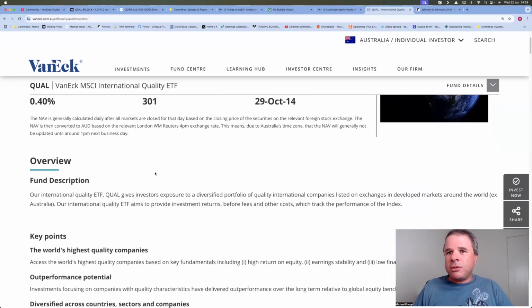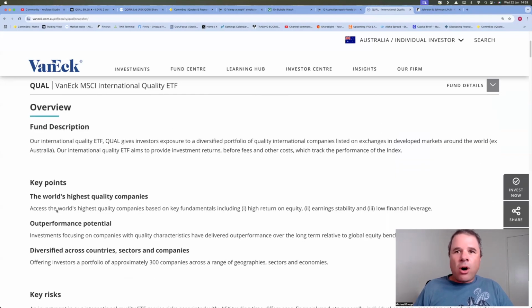That's the fund description. And they define high quality in the key points here. So high return on equity, earning stability, and low financial leverage. So high return on equity, yes, I sort of do agree with that one. Earning stability is an interesting one. So they're swaying more towards defensive companies. That's what I think of when it comes to earning stability.